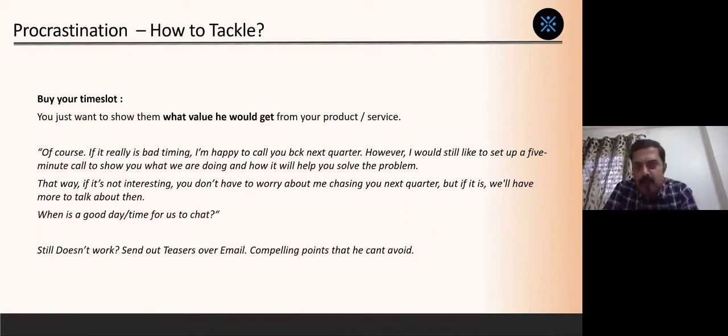And if it doesn't work, even if you tried all this and he doesn't accept, you can send out certain teasers. Teasers are ideally your key differentiators, key USPs, key benefit statements, where he will get compelled to look at it further, right? It is like a movie trailer. You just put across a snippet to him of what he can expect from your product or service, and that should interest him further. So keep doing this until you're able to crack that and get the time to explain things to him.